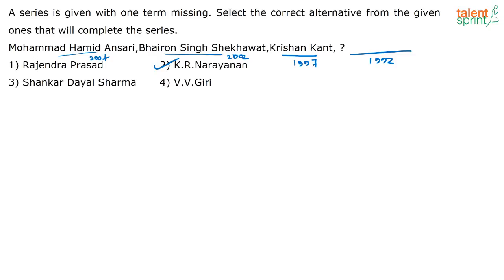Correct. Okay, so I hope it is clear. They have given the series of the vice presidents, right? The successive vice presidents of India. So you have to find the missing one there. So the correct answer is going to be KR Narayanan. So let's move on to the next question.